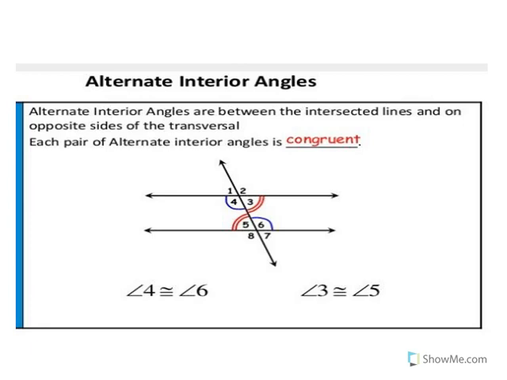The other concept is called alternate interior angles. Alternate interior angles are between the parallel lines and on opposite sides of the transversal. Each pair of alternate interior angles are congruent. So here we have angle 4 and angle 6, alternate interior angles, so they are congruent, and angle 3 and angle 5 are alternate interior angles, and they are congruent.